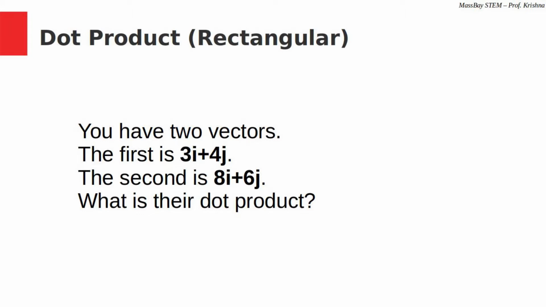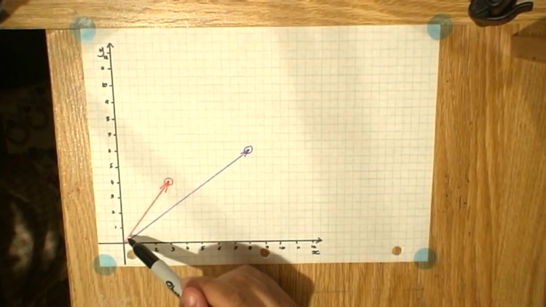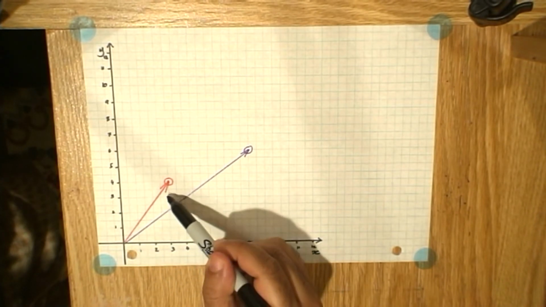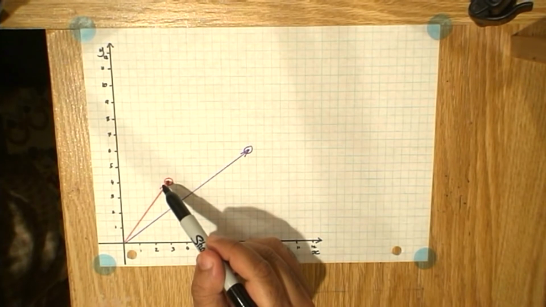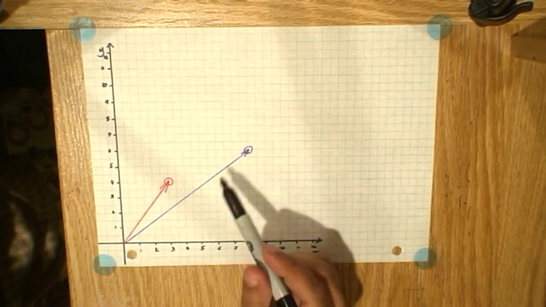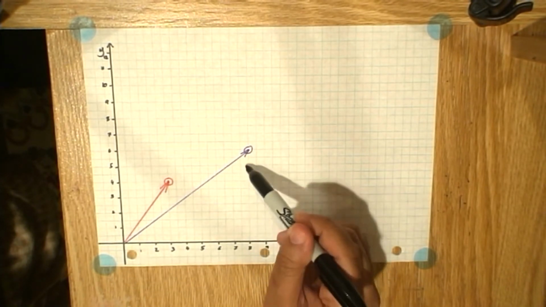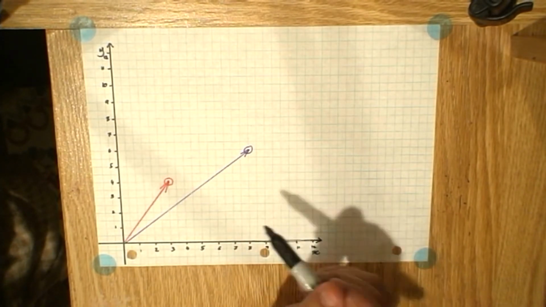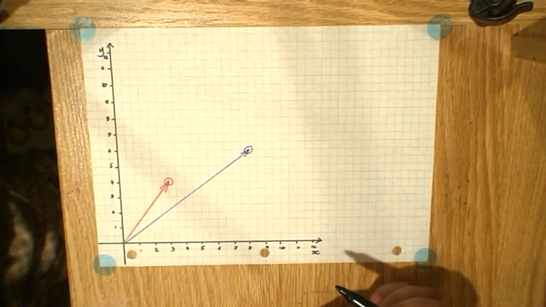You have two vectors. The first is 3i hat plus 4j hat. The second is 8i hat plus 6j hat. What is their dot product? The vector drawn in red is the vector 3i hat plus 4j hat. The vector drawn in purple is the vector 8i hat plus 6j hat. And we've been asked to find the dot product.